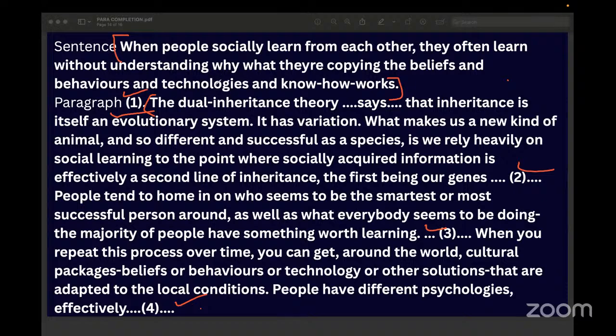So what is it? When people, yeah, 1 second, let me explain, Rutwich. When people socially learn from each other, they often learn without understanding why what they are copying, the beliefs and behaviors and technologies, and know how it works. So, is it making sense in the second one, first one, third one, or fourth one?